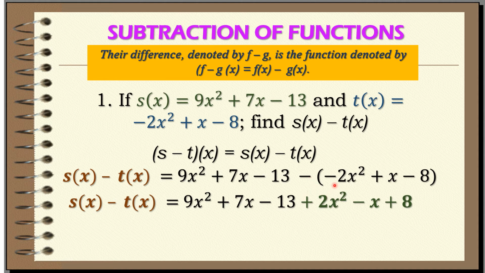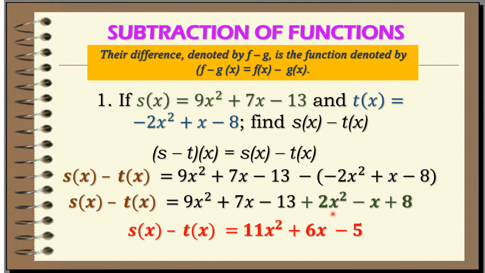So negative times negative 2x squared, that is positive 2x squared. Negative times positive x, that is negative x. Negative times negative 8, that is positive 8. Okay, take note of this process. This is very important. And then the next step is to combine the like terms. We have here 9x squared and 2x squared. We add them up. That is equal to 11x squared. And then we have here 7x and negative x.